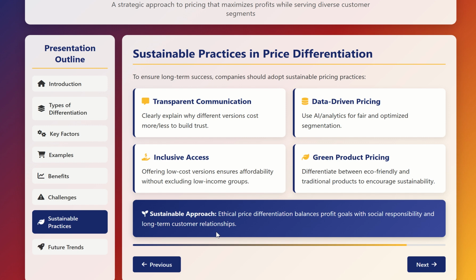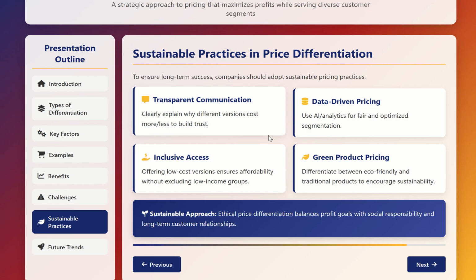Then lastly, you have what we call green product pricing. Differentiate between eco-friendly and traditional products in a way that encourages sustainability. This is relevant as a business. Products which are eco-friendly and which have traditional value must ensure that you maintain or encourage sustainability.